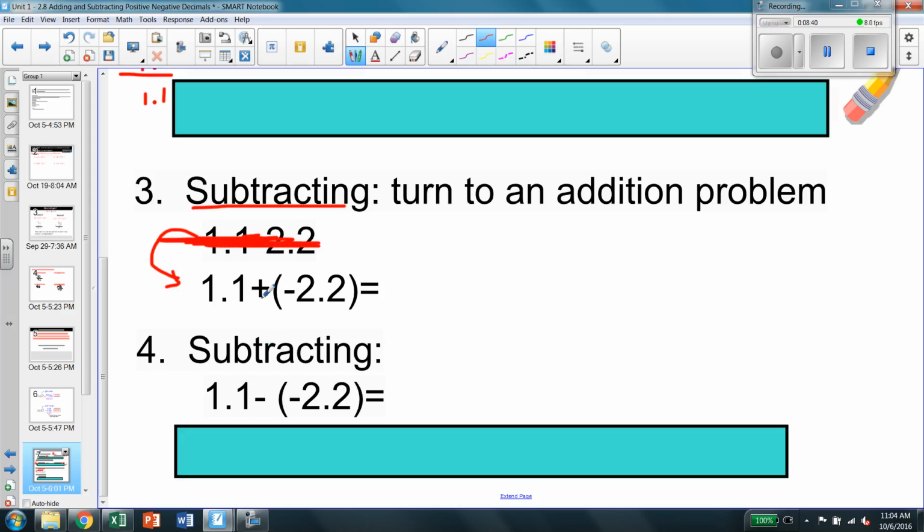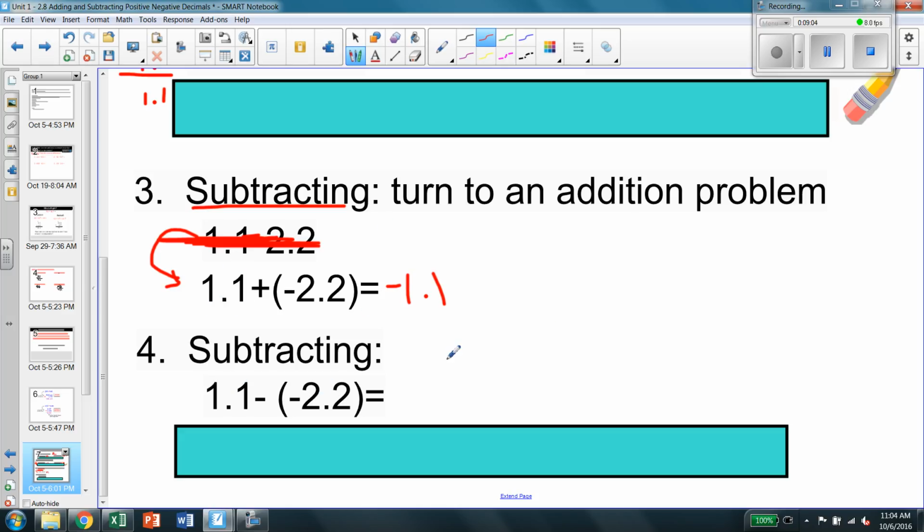It's an addition problem. Can we put these two numbers together? No, we can't, because the signs are different. So if we can't add them, we must subtract them. 2.2 minus 1.1 is 1.1. There are more negatives than positives, or the absolute value of the negative number is greater than the absolute value of the positive number. It must be a negative.